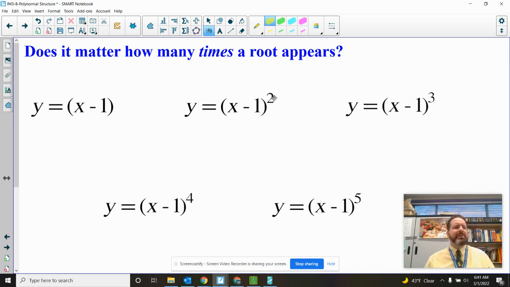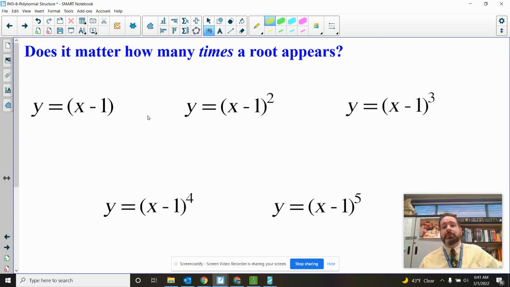Now, what does it mean for a number to be a root twice? It just means that the factor x minus 1 shows up 2 times. If the factor x minus 1 shows up 3 times, then the number 1 is actually a root 3 times, once for each factor. So even though it's a single number, the number of factors it appears in determines how many times that is a root.